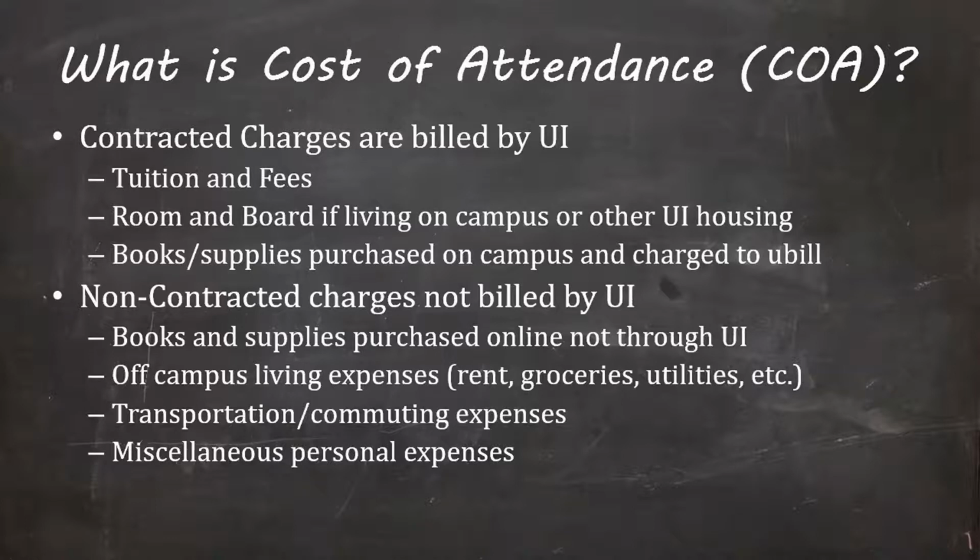In addition, I think it's good for all students, whether you're living on or off campus, to think about non-contracted charges. Maybe think about books and supplies that you're purchasing online. Maybe think about your off-campus rent, utilities, groceries. If you're commuting from off-campus, think about your fuel expenses, insurance costs, vehicle payments. Other personal expenses may include laundry, or just day-to-day spending money, pocket money type expenses.